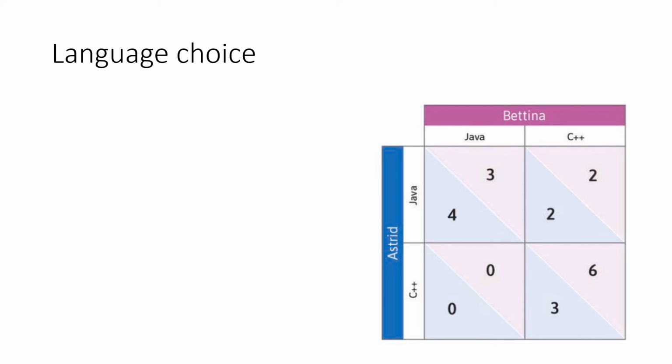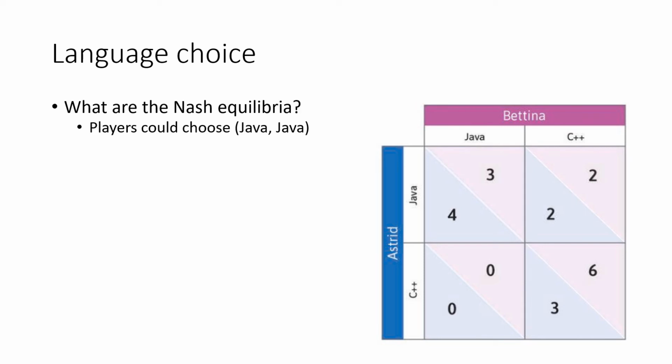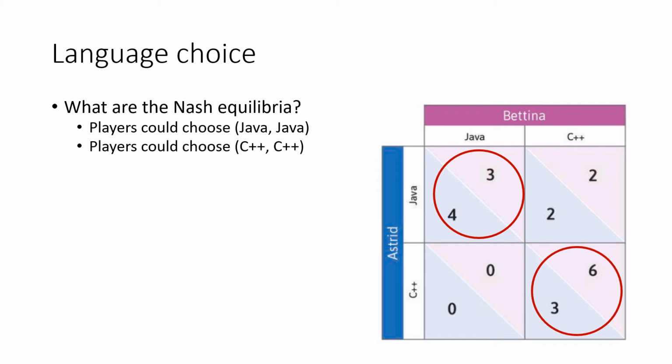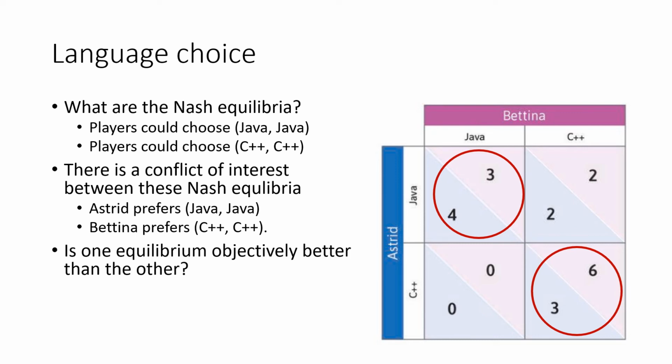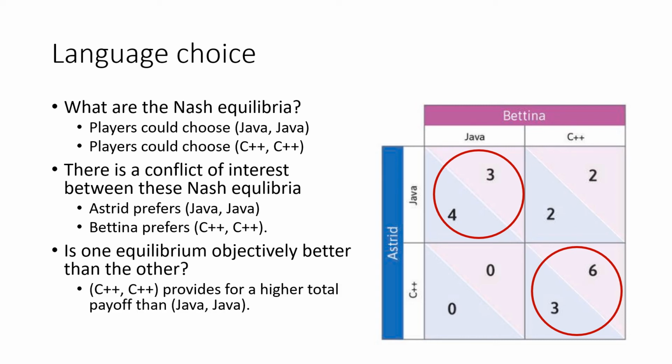What are the Nash equilibria in the matrix on the right hand side? Players could choose Java and Java and then get the 4-3 outcome, or players could choose C++ and then they get 3 and 6 payoffs respectively. There is a conflict of interest between these Nash equilibria. Why? Astrid prefers Java and Java, and Bettina prefers the C++ outcome.